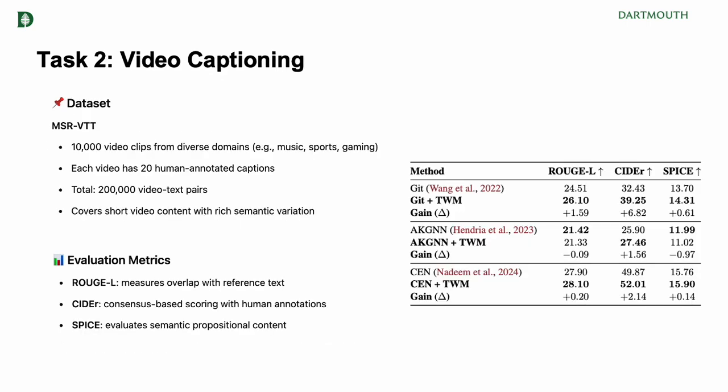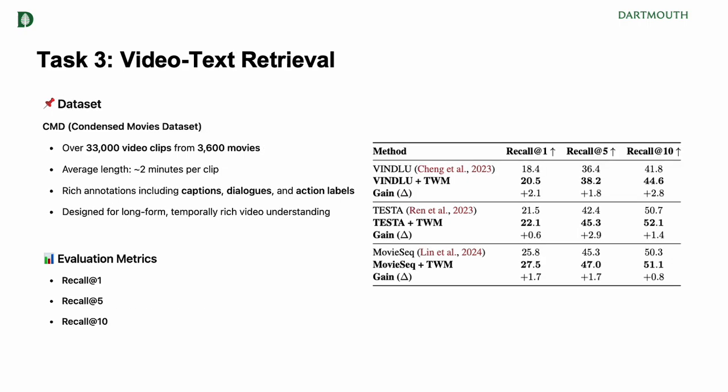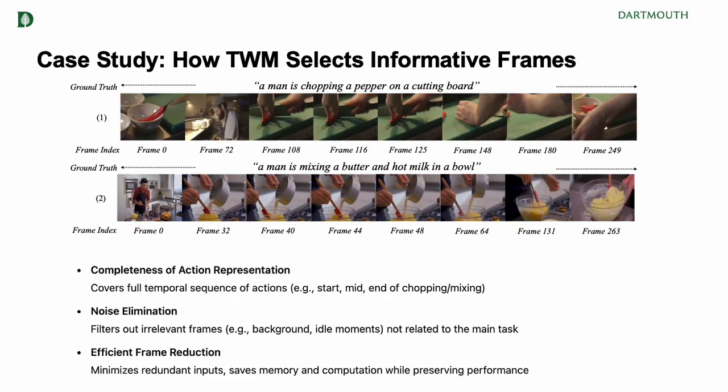We test video captioning on the MSR-VTT dataset following the standard metrics. Our temporal working memory improved multimodal foundation models' performance by focusing on key video content. We evaluate temporal working memory for video text retrieval on the CMD dataset using standard Recall@K metrics. The mechanism significantly improved retrieval performance across all baselines, enhancing cross-modal alignment over extended temporal sequences. We already see consistent improvement from temporal working memory across all three tasks. So let's see how it works.